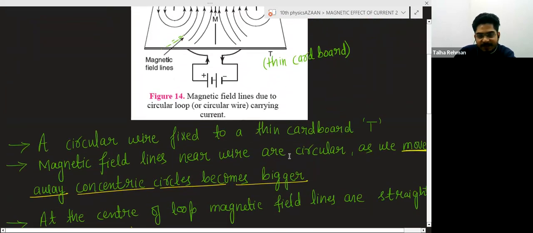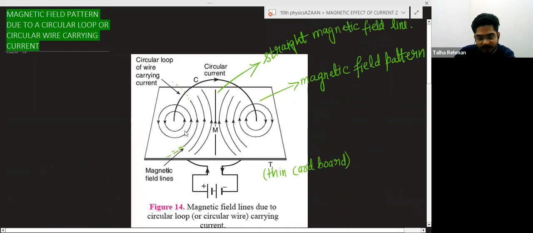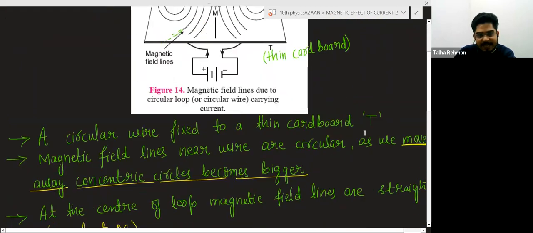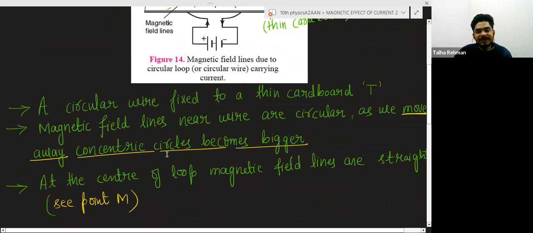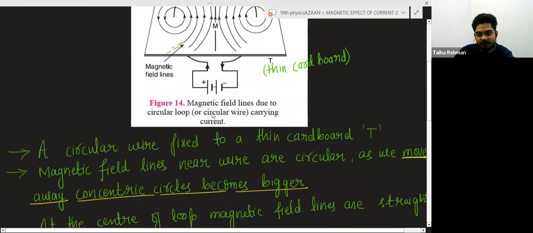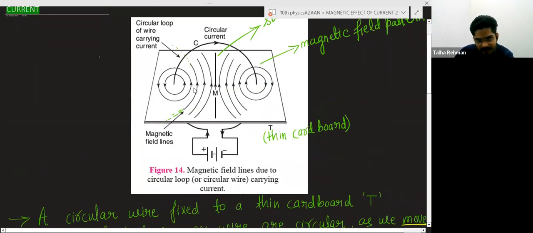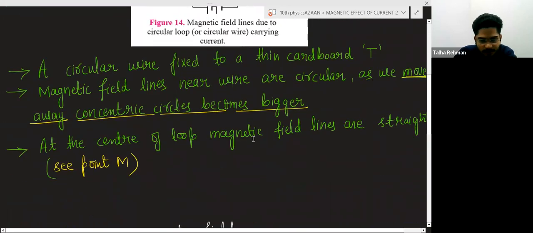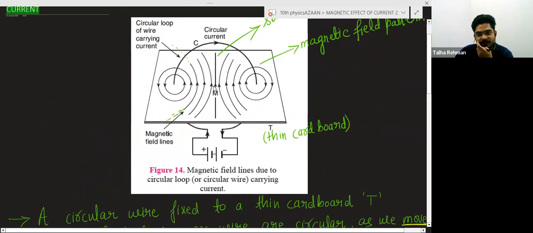Magnetic field lines near the wires are circular. As we move away, concentric circles become bigger. You can see these are concentric circles, and they become bigger. This circle is smaller, this is larger, this is far larger, this is another larger. At the center of the loop, magnetic field lines are straight. So here, this is the center of this loop. Here the magnetic field line will be a straight line.